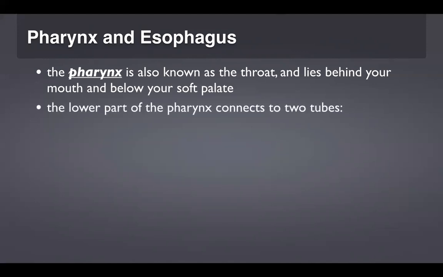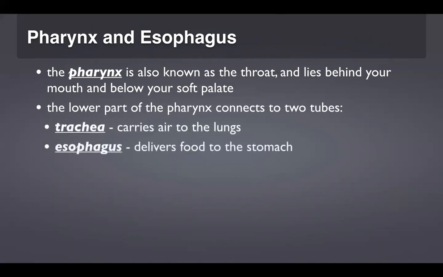The lower part of the pharynx connects to two tubes. Those two tubes are the trachea, which we know about, and the esophagus. Again, this is where things are separated. The trachea only takes in air, and the esophagus only takes in food. And obviously, sometimes your esophagus does take in air, and then you later on will burp it out. But typically, those are separated for specific functions.